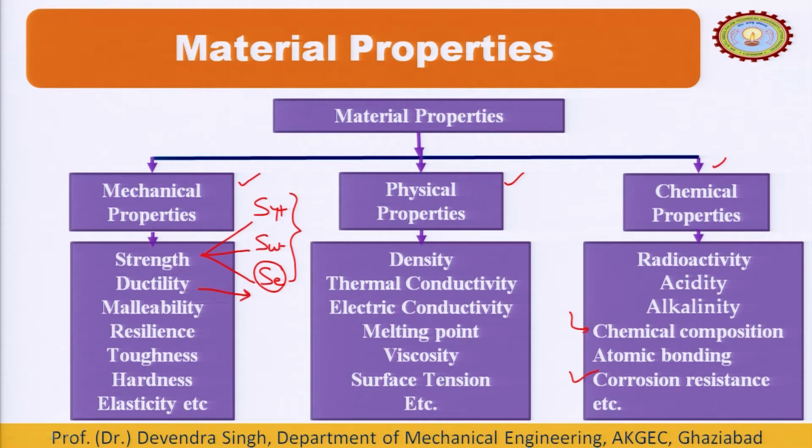Ductility is the property by virtue of which a material can be drawn into thin wires. So, this is called ductility. Copper and aluminum have good ductility. Steel also has good ductility. Malleability is the ability of a material to be converted into a sheet. If a material is hammered and we can convert it into a sheet form without cracking, then that is a good malleable material. This property is called malleability.